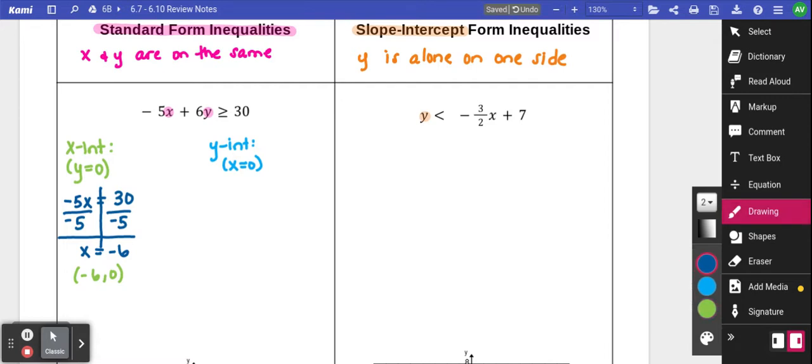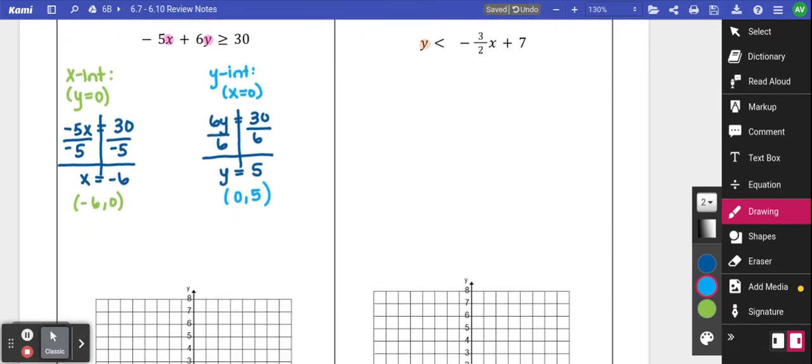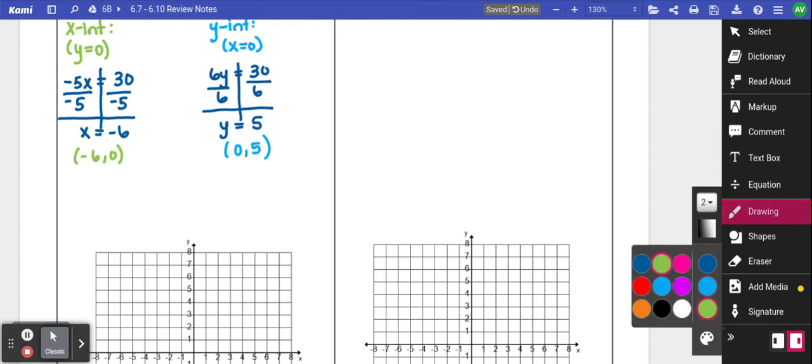If we want to find the y-intercept, we're going to do that by basically ignoring the part of the equation that has an x in it. So that means we're going to be looking at 6y is equal to 30. If we divide by 6 on both sides, we're going to end up with y is equal to 5. So the second point that we're going to add to the graph in just a second is going to be (0, 5).